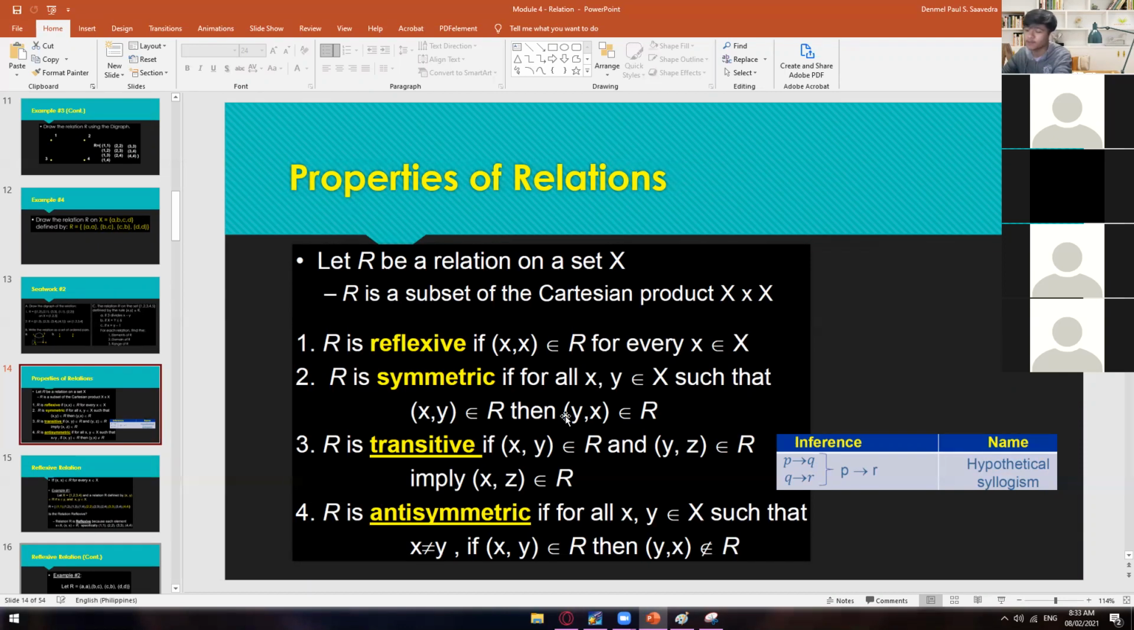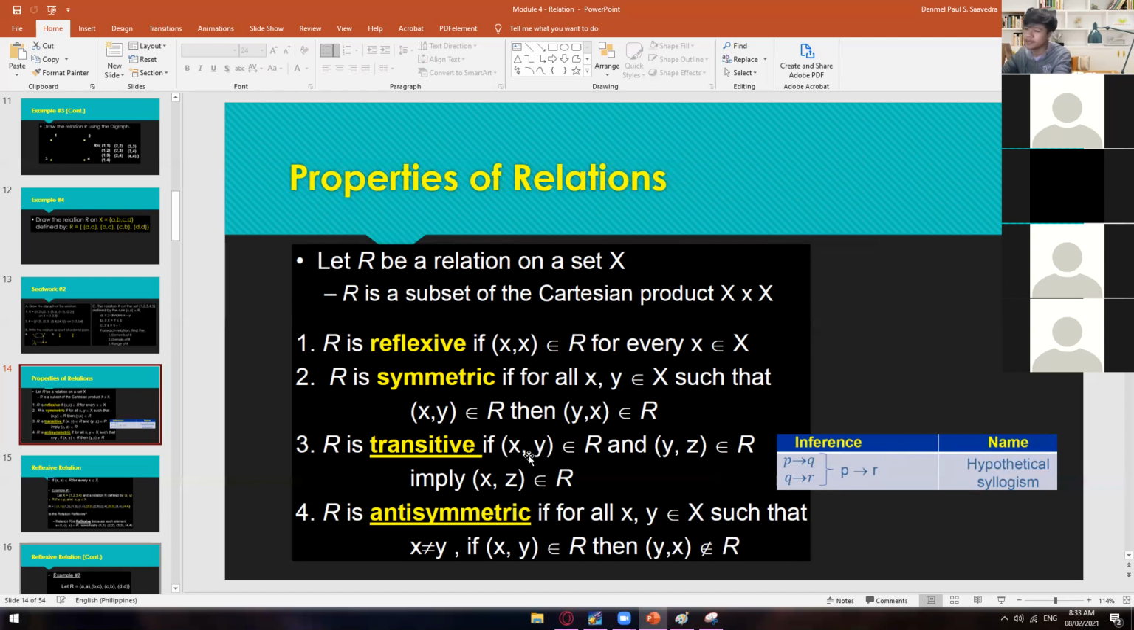All right. So if you have, let's say, (2, 3), you should also have (3, 2). So they are now symmetrical. It's like mirrored. And then transitive. This one is also super simple, which came from hypothetical syllogism. You can still recall this one from the induction.